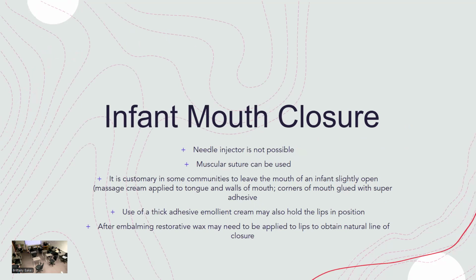With the infant skin, because it's so delicate, you want to use thick emollient cream. The term you may see on your board, emollient means moisturizer. Keep those lips in position so they don't dehydrate as well. And then after embalming, you can use wax to obtain natural line closure. Positioning the mouth for the infant, you have to be careful. You want it to look natural because that's the first place people look when they look at the body. It's the mouth.